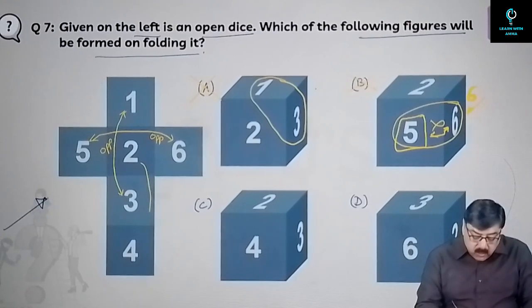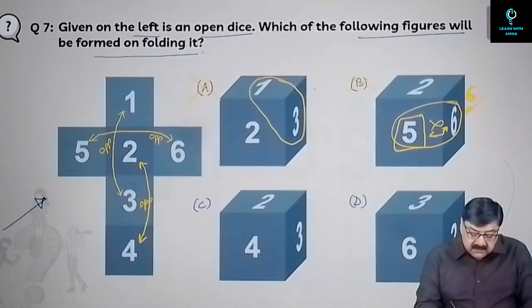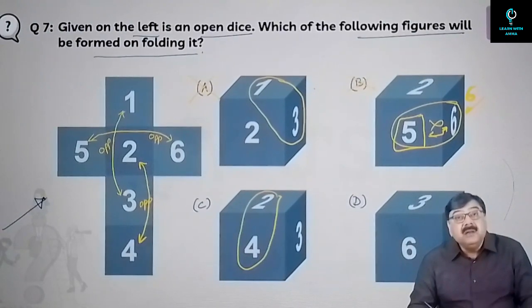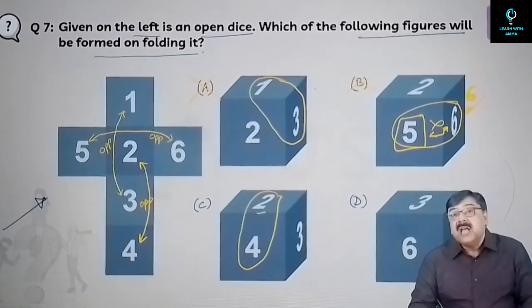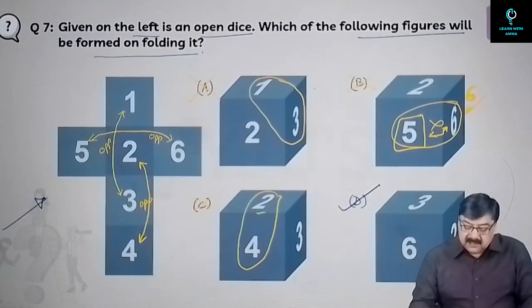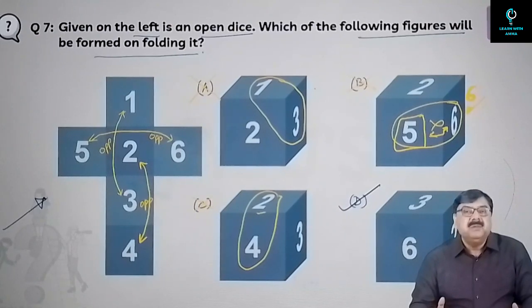So similarly, 2 and 4, they are opposite each other. Whereas in this diagram C, 2 and 4 can be seen together. That's not possible. If 2 is in the top, then 4 should have been in the bottom face, not in the front face. So C goes for a toss. Hence, choice D must be the correct answer, because by elimination process, we have eliminated choice A, B and C.